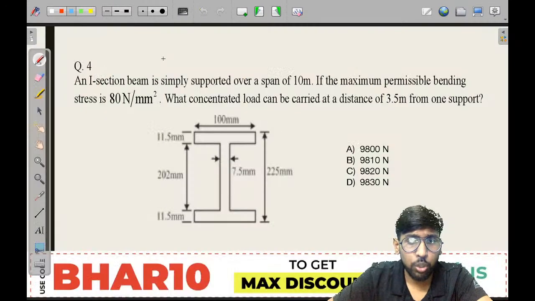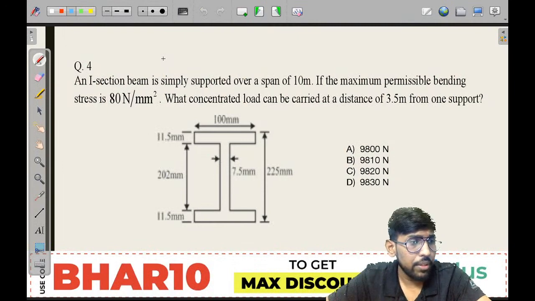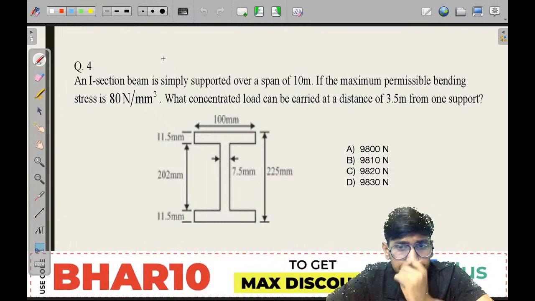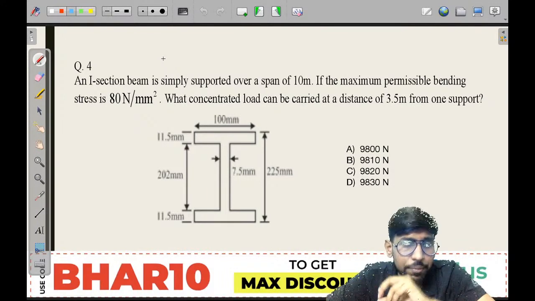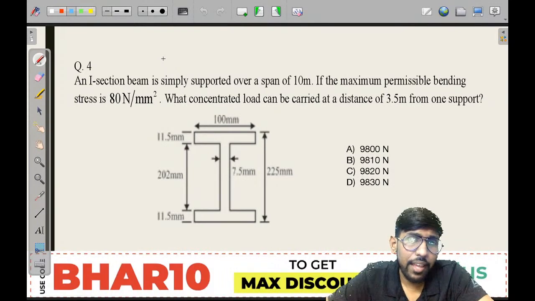Okay, coming to the next question. Solve the next question, beta. What is said? An I section beam is simply supported over a span of 10 meter. If the maximum permissible bending stress is 80 Newton per mm square, then what concentrated load can be applied at a distance of 3.5 meter from one support?